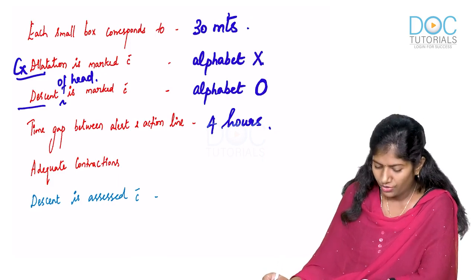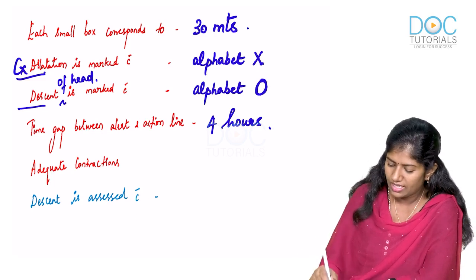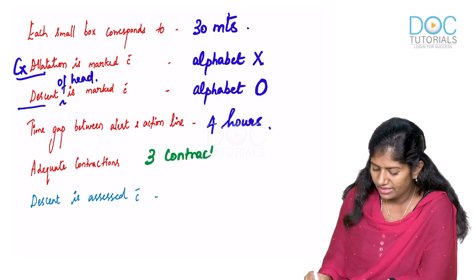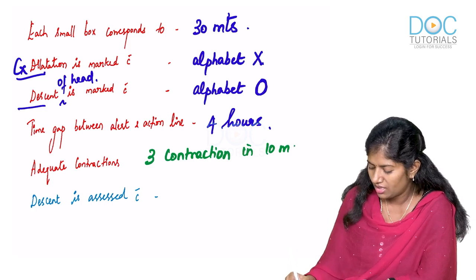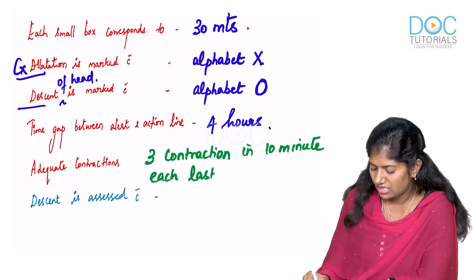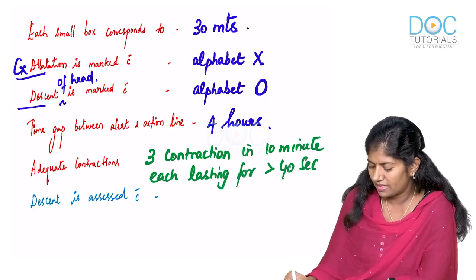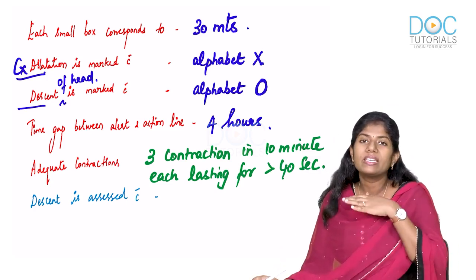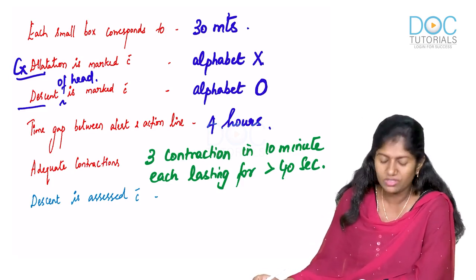What do you mean by adequate contractions? Adequate contraction means at least 3 contractions have to be there in a 10-minute period, each lasting for more than 40 seconds. This is adequate contraction.